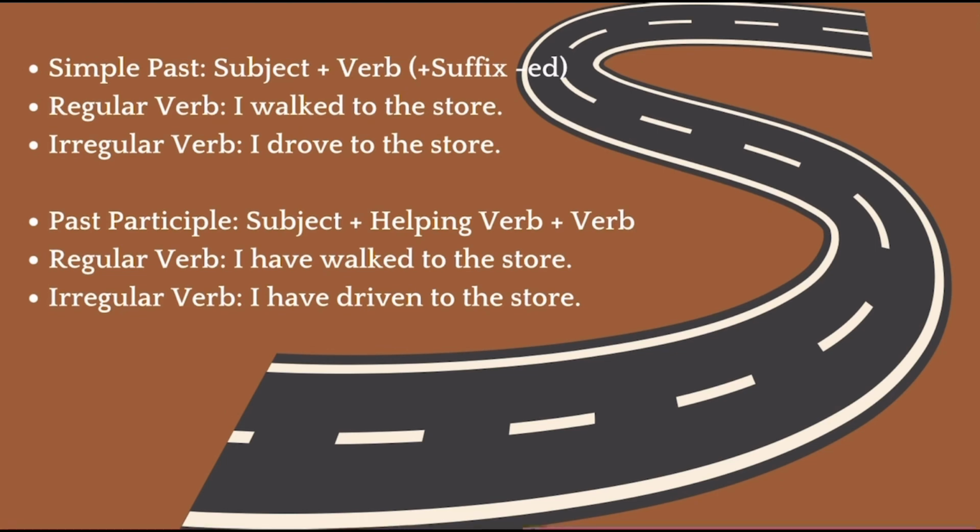The past participle is when it gets a little funnier, but not by a lot. The past participle is the subject, a helping verb, usually some variant of have, and then that past tense verb. So to use walk again as our regular verb, I have walked to the store. Nothing changed when we added have there, other than the fact that we added have to the sentence. I have walked to the store, I walked to the store. Same thing. Same version of that past tense verb.